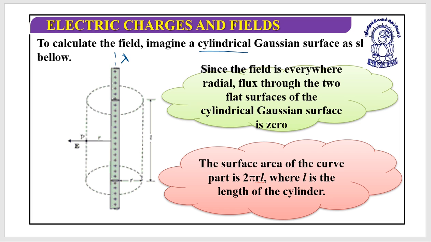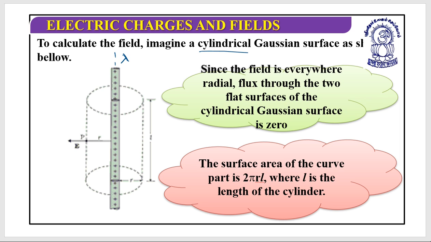We have already used three different kinds of Gaussian surface. When a point charge was there, I used a sphere. When infinite sheets were there, I used, what is it? Tell me, do you remember that? Yes, we use the pillbox. And while using wires or cylinders, we need to use a cylindrical Gaussian surface.